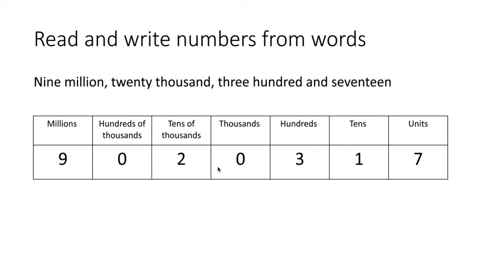9,020,317. I hope everyone filled in the 0 there for the hundreds of thousands. There aren't any hundreds of thousands, however, we still need to put that 0 in there to make sure that the 9 is in the correct place. Have a go at writing it now as a number using digits. And here it is, 9,020,317. Still have that 0 there to show that there are no hundreds of thousands, but it does keep the digit 9 in the millions column to show the correct place value.